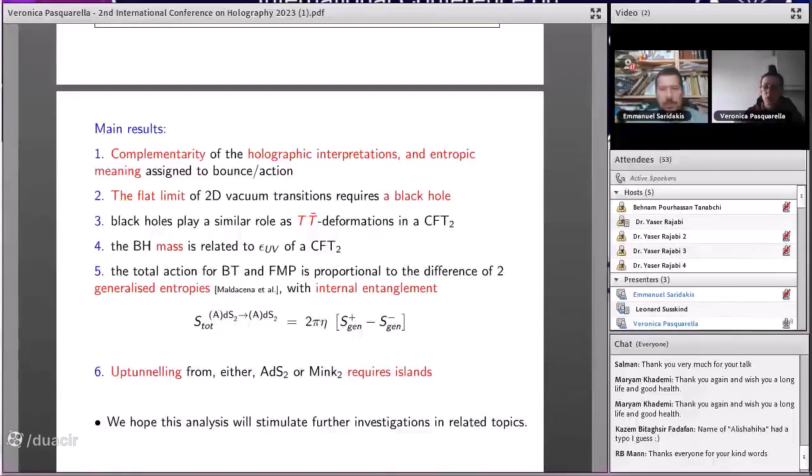So you need to keep the TT-bar deformation in order to make the transition local, and this is mapped to requiring a black hole mass. The total action for the Brown-Teitelboim and FMP calculations were proved to be always recast as the difference of two generalized entropies, a la Maldacena et al., where the entanglement is understood as being internal, and uplifting from either anti-de Sitter or Minkowski in 2 dimensions requires islands.